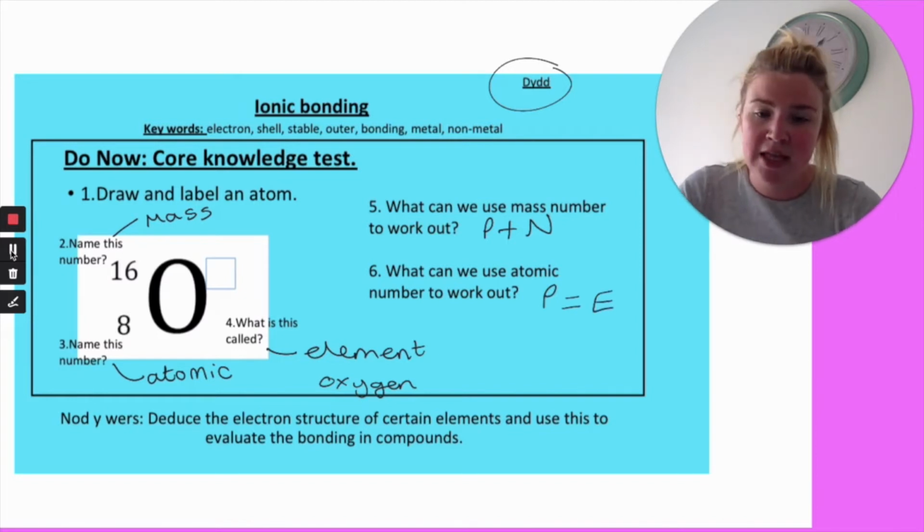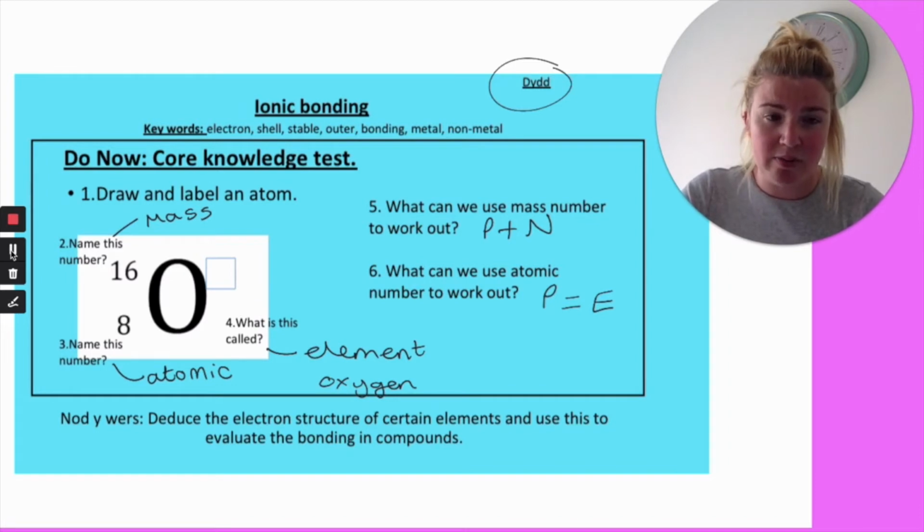Okay, so what we're going to do now is have quite a quick recap, hopefully, on the electronic structure of certain elements. So I'm going to go back to electronic structure. You should have done it in year 9, but we're going to have a quick go. It's also in year 10. And then we're going to move on to a little bit of a tougher topic, which is ionic bonding.